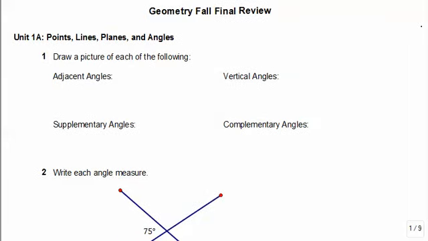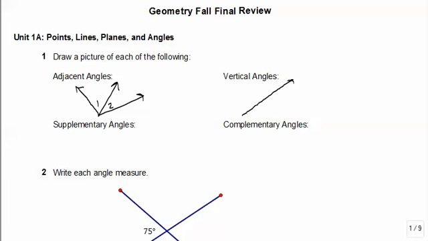So, number 1 says draw a picture of each of the following. Adjacent angles are two angles that share the same side. So if this is one really big angle, angles 1 and 2 are adjacent. They actually share this middle ray.